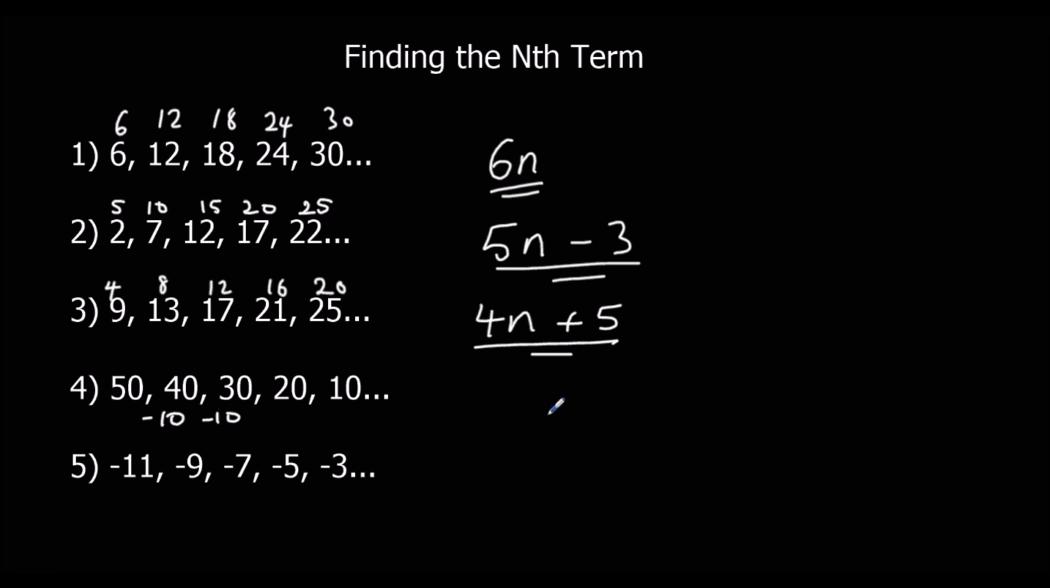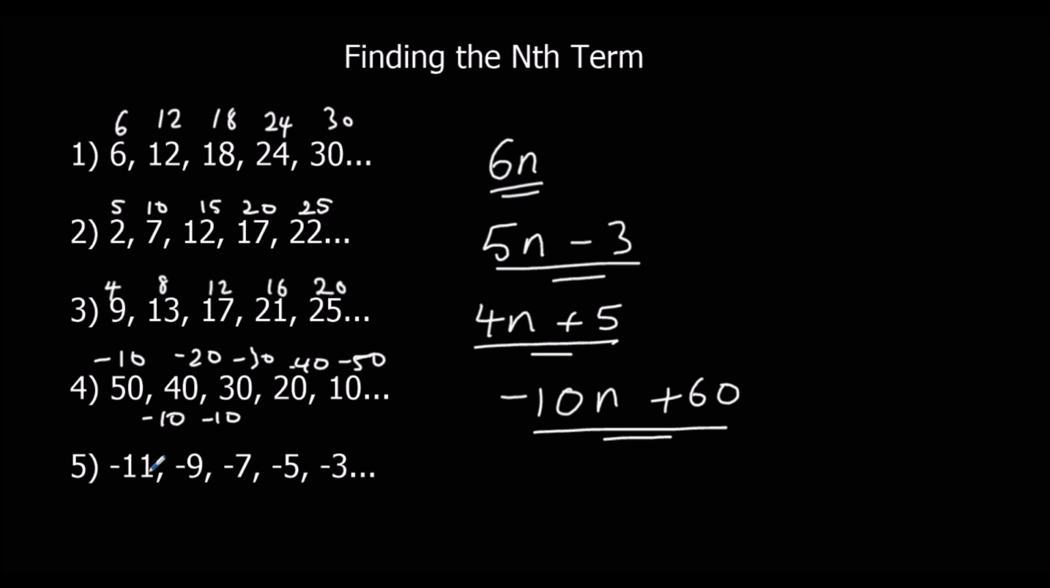This one's going down in 10s. -10 every time. So it's -10n. The -10 times table. -30, -40, -50. What have we got to do to get from -10n, this one at the top, to our sequence? Plus 60. 60 more every time. So plus 60.